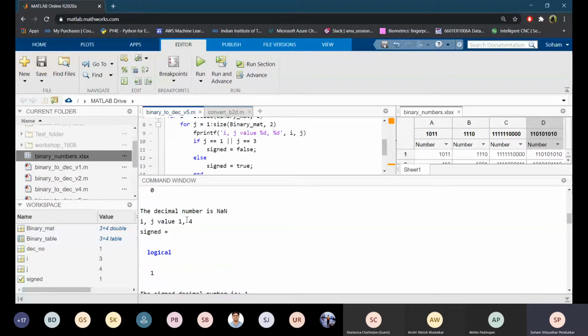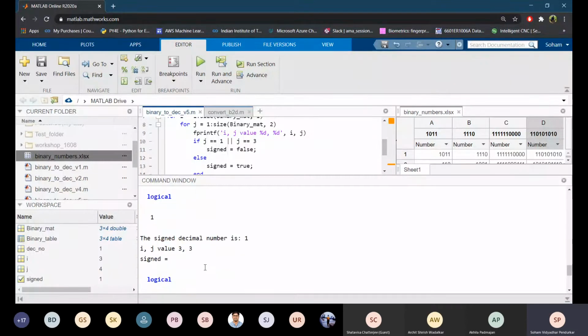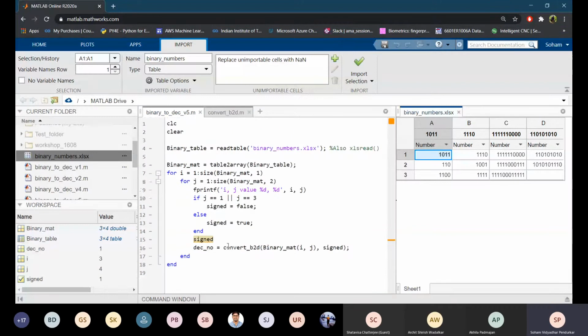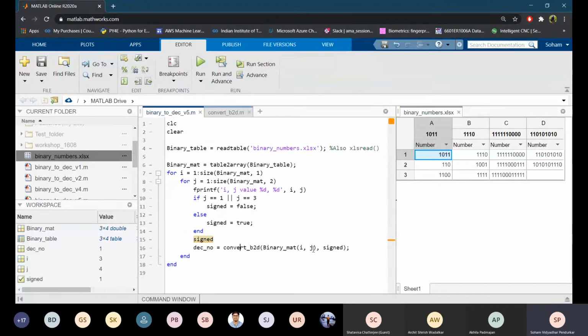Okay, so for 1 and 4, J is fourth. So the second and fourth columns, we know that they are signed, so signed equals to 1. So this is working out. The only issue is with these numbers: when we take them and try to convert them, there is an issue. So this is how we debug.